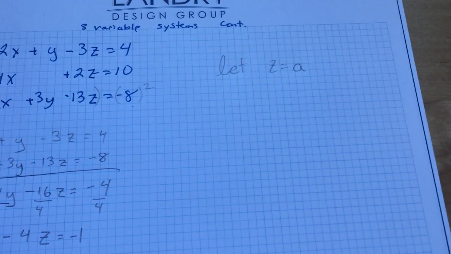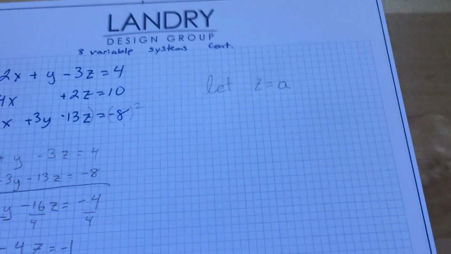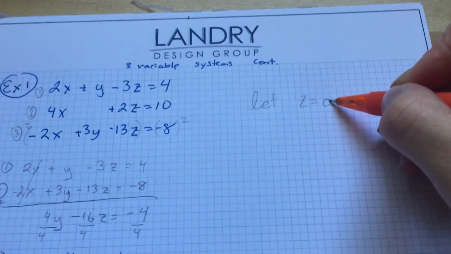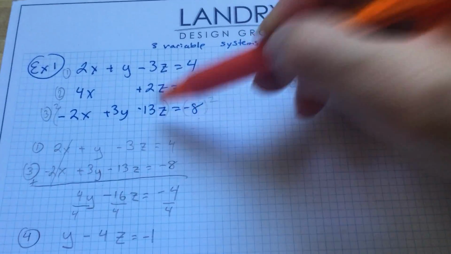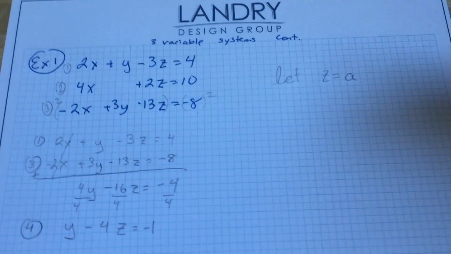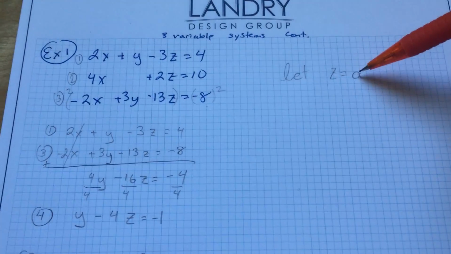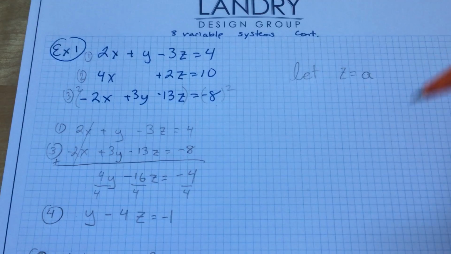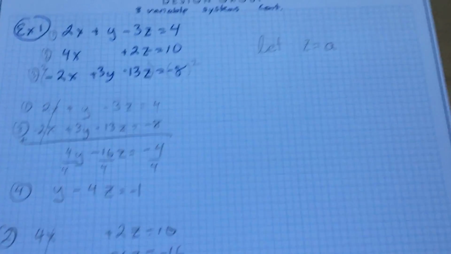All right, so the second that I write a let statement, I get to use substitution. That means everywhere I see a Z, I get to plug in A. So this would be 3A, this would be 2A, negative 13A, all that stuff. So now I want to solve for X and Y in terms of A. That means the only variable I should see is the letter A. So what should we do?